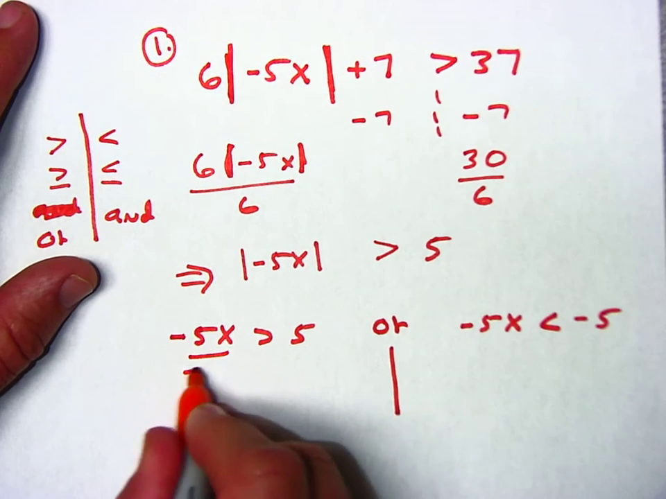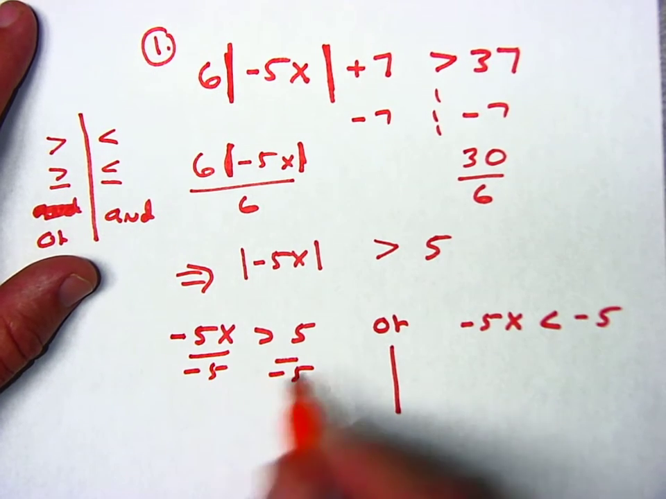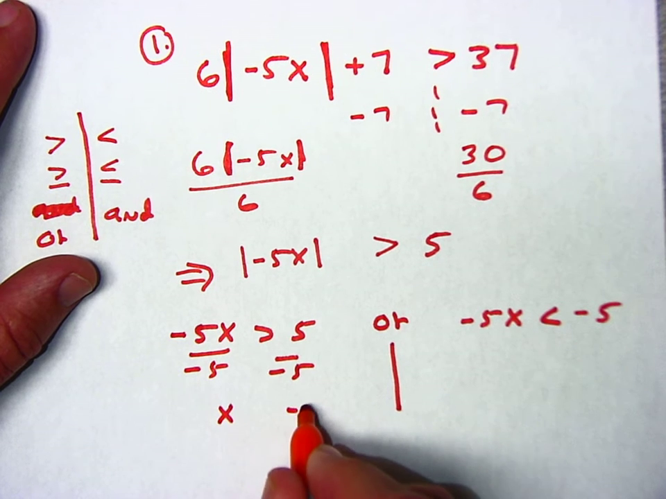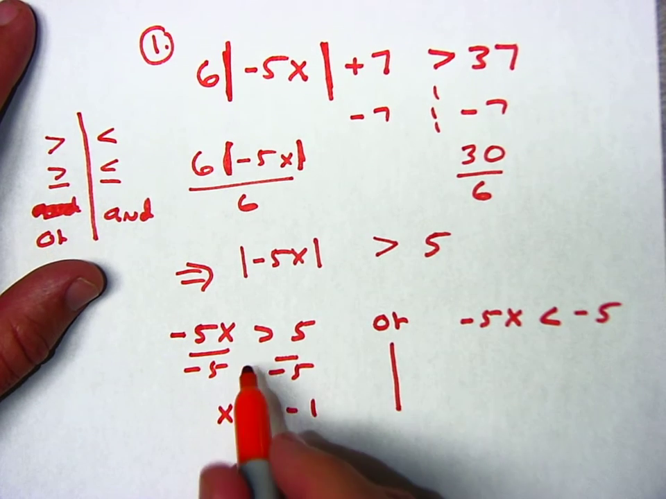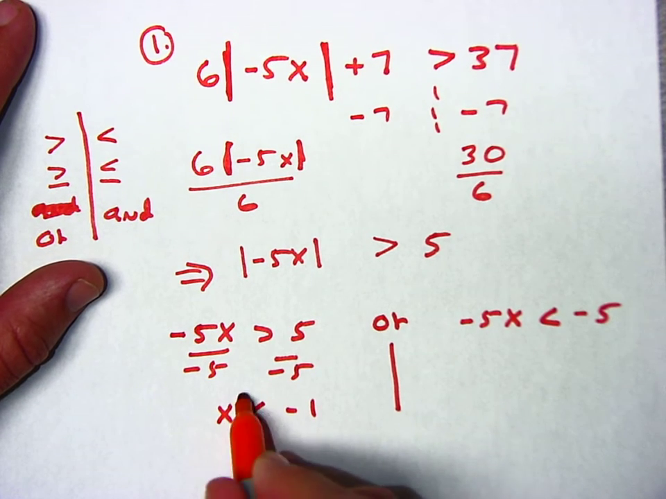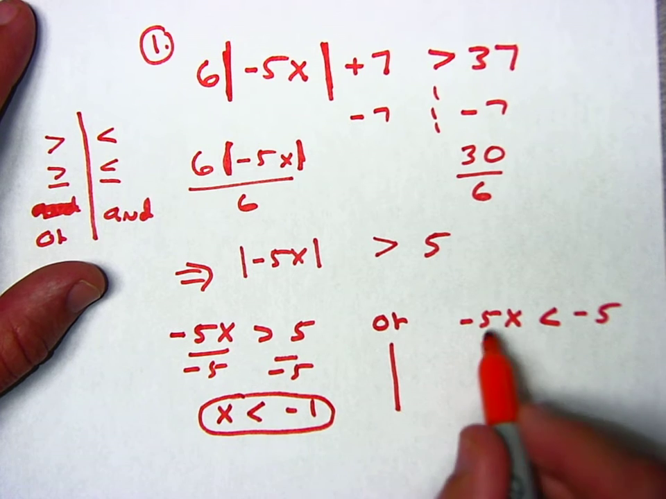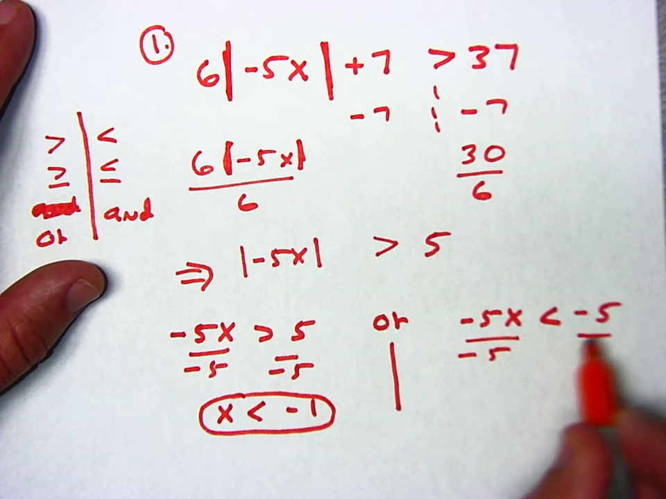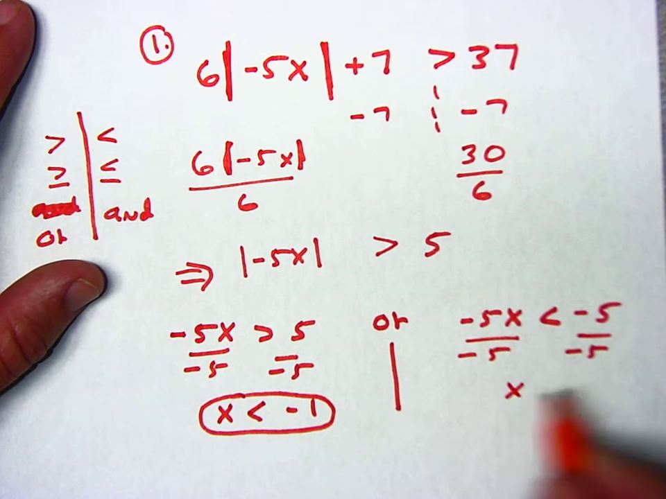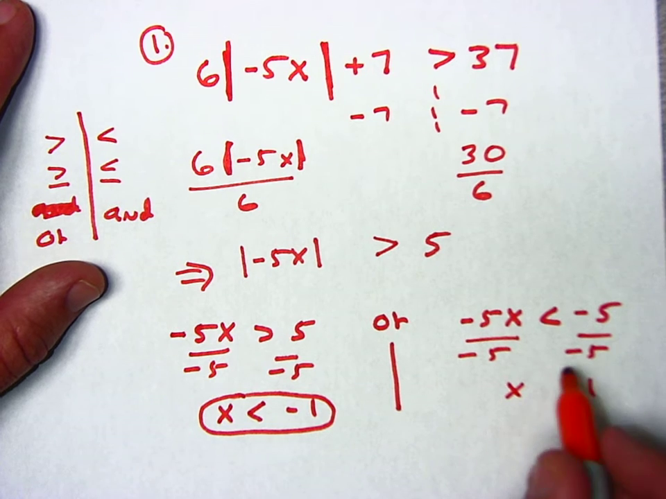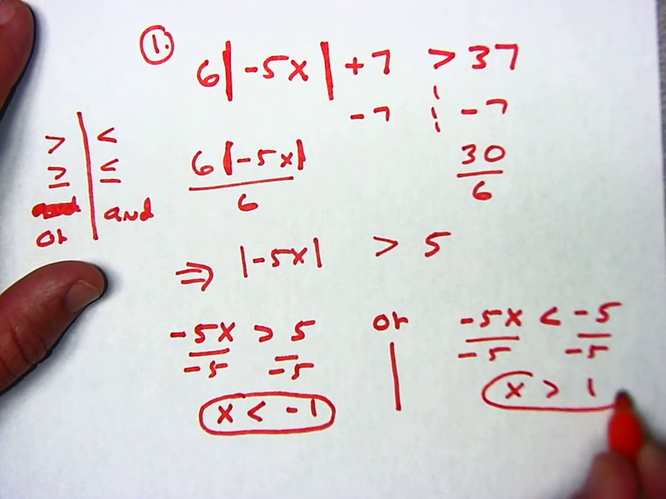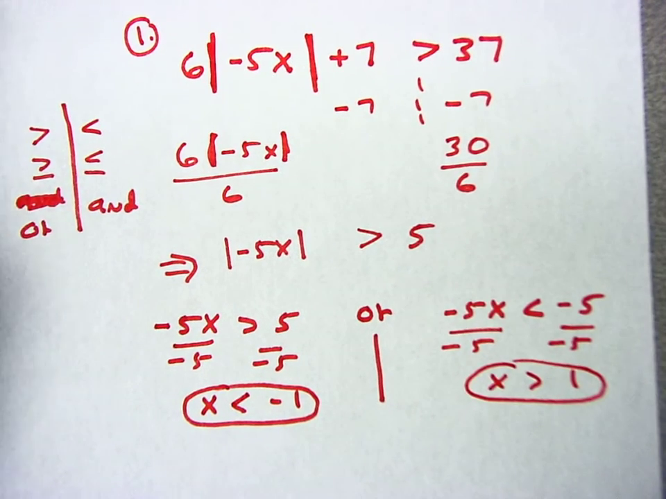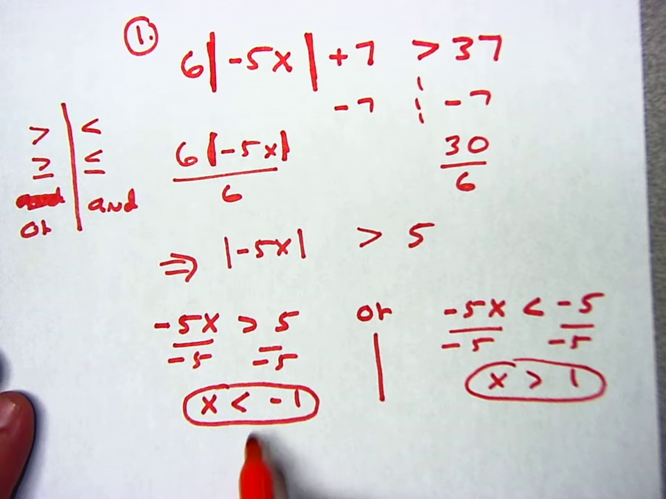Then you're going to divide by negative 5, divide by negative 5. You're going to get x, you're going to get negative 1. What'd you say? Yes, we have to flip that inequality. Come over here and divide by negative 5, divide by negative 5. You're going to get x, you're going to get positive 1. And yes, again, you're going to flip it. Take a moment, take a look. It looks good to me. Everybody's cool.